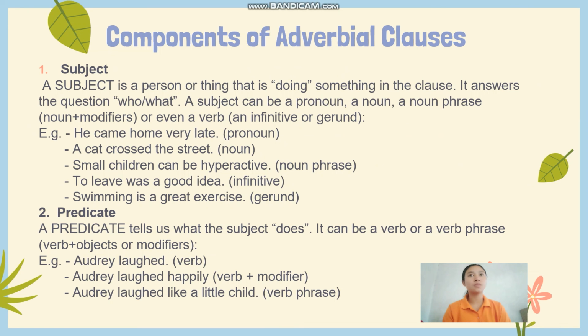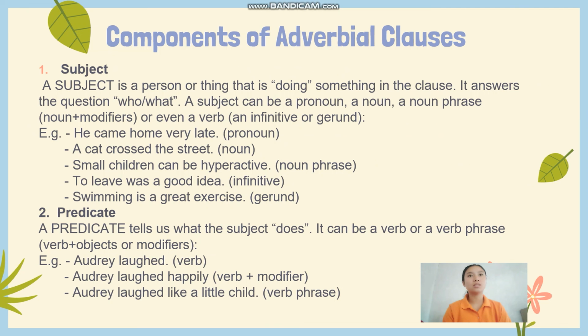A subject can be a pronoun, a noun, a noun person, or even a verb. For example, he came home very late. He in the sentence is a pronoun. A cat crossing the street. A cat in the sentence is a noun.